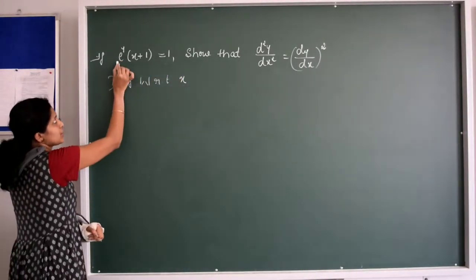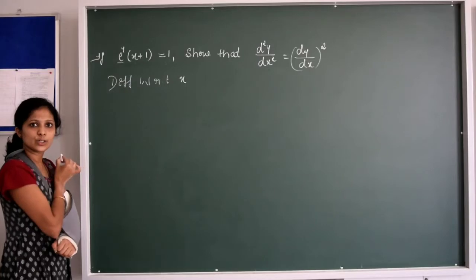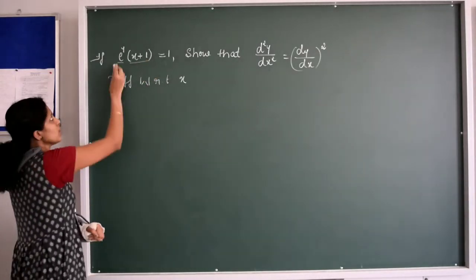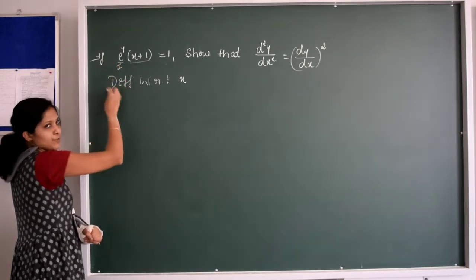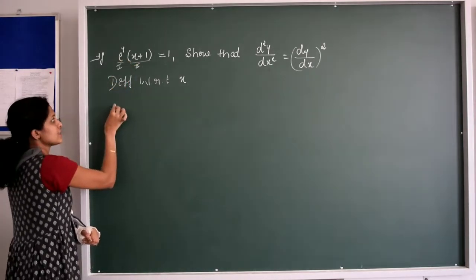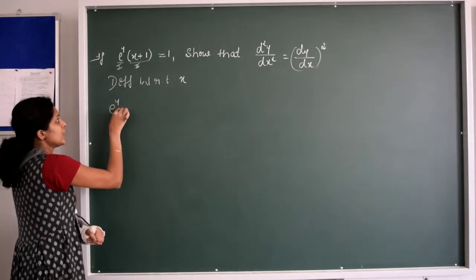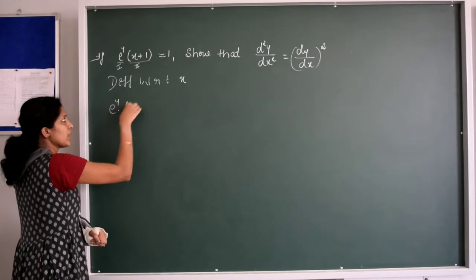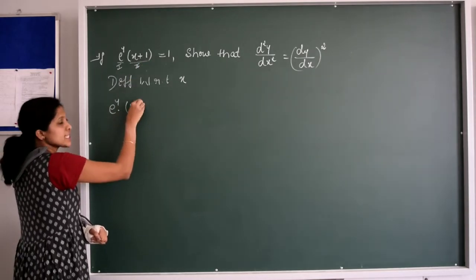Here you can observe two functions, right? One is e to the power y, another one is x plus 1. So we have to apply the product rule. First we consider this function as the first one, and this is the second one. I'll keep the first function as it is, that is e to the power y into the derivative of x plus 1. What is the derivative of x? It will be 1, and the derivative of 1 will be 0, right?